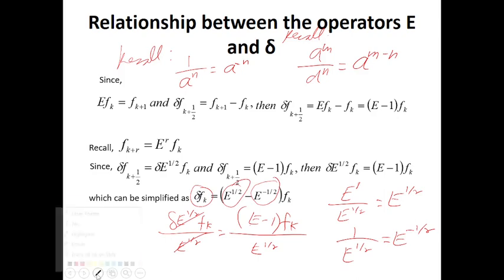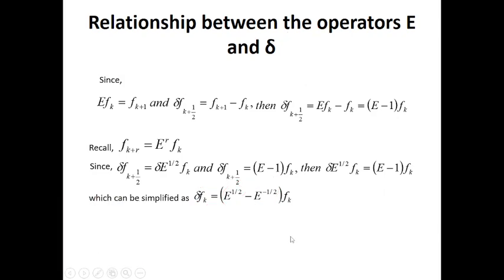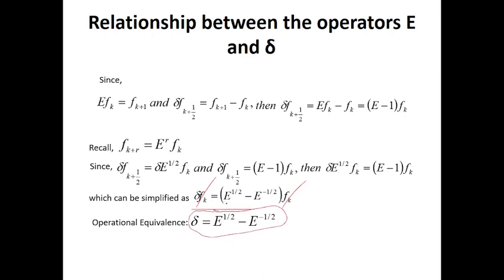So, we can proceed. So, operational equivalence, pwede na nating alisin yung f sub k. So, delta is equal to E to the 1 half minus E to the negative 1 half. So, yun yung derivation. So, ito na yung formula natin. No? Delta equals E to the 1 half minus E to the negative 1 half.